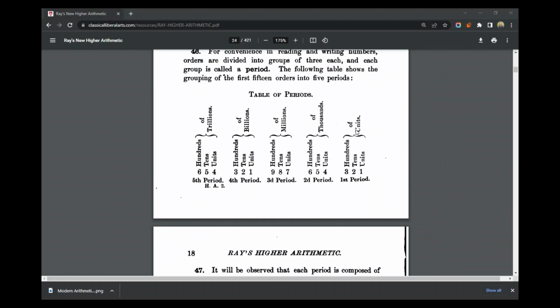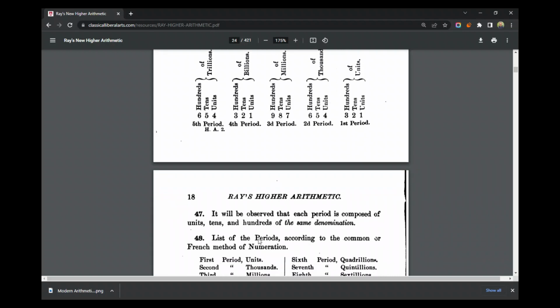If we look at each of the 5 periods, the first period, the second period, the third period, the fourth period, and the fifth period, we'll see that each period contains units, tens, and hundreds, and so on, of different denominations. Here of units, here of thousands, here of millions, of billions, and of trillions. So 5 different denominations, but each period is broken into units, tens, and hundreds of that denomination. That's what's explained here in Article 47.